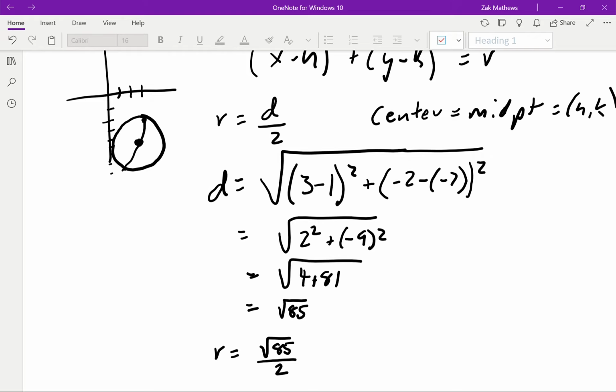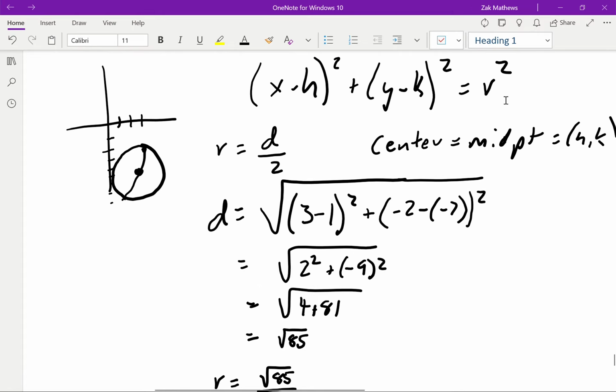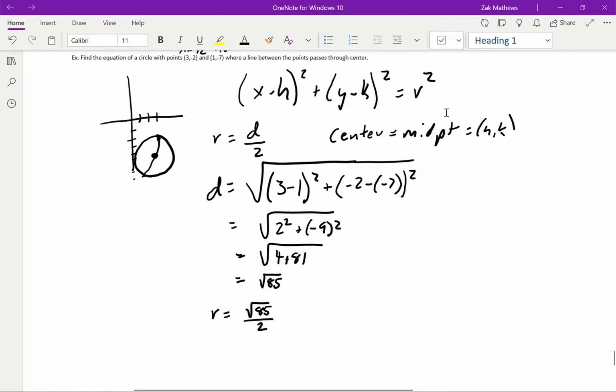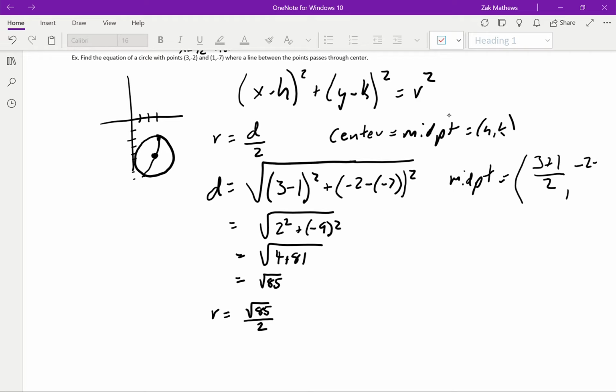Now, could we simplify the square root of 85? Maybe. I don't honestly care, because what we're about to do is square it, and so whatever that square root was is going to just disappear. So we don't really need to simplify this because this isn't our final answer. Let's also find that midpoint. The midpoint is equal to, this is where I add the points, add the x values, 3 plus 1 divided by 2, and then -2 minus 7 divided by 2. 3 plus 1 is 4 over 2, and -2 minus 7 is -9 over 2.